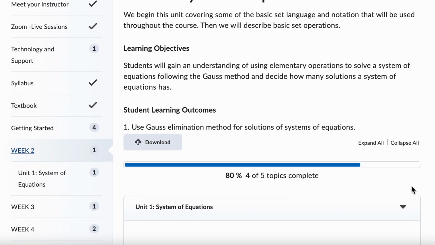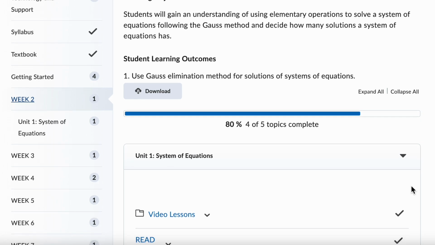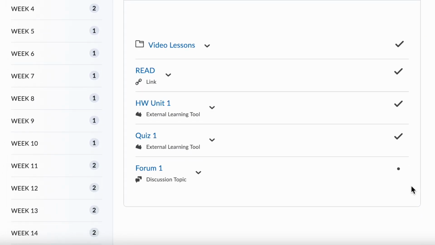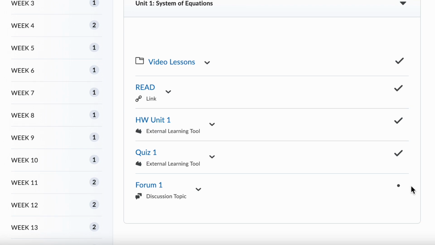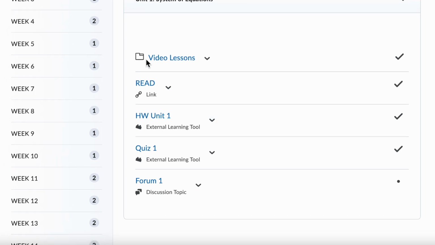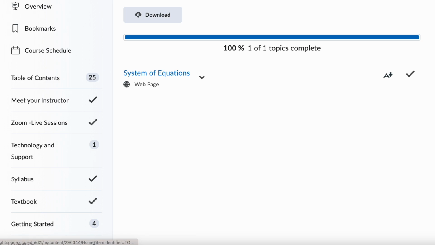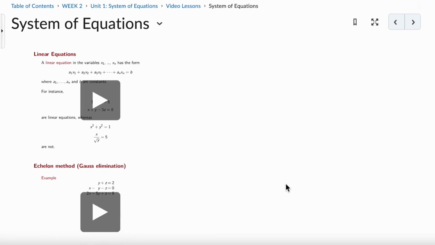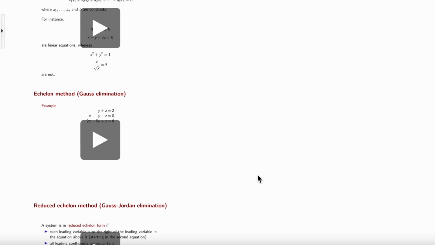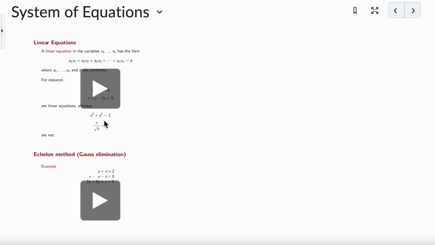So the structure of this unit is exactly the same as all the others. So let's take a look at this unit. So let's see how it looks like. So first you have video lessons, read the book, homework, quiz, and forum. So let's take a look at each of these things. The video lessons, we click it, and so here we have the videos for this lesson. In this case, there are these 3 videos. So in every lesson you will have some number of videos. You need to watch them all. So let's watch this one, for instance.